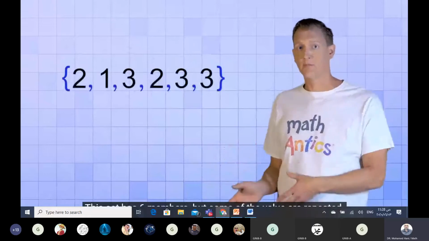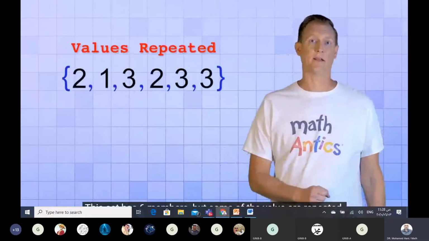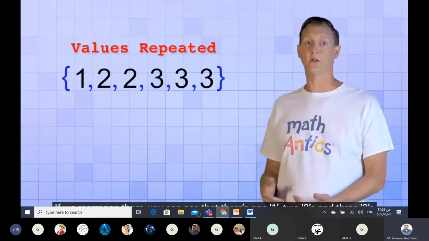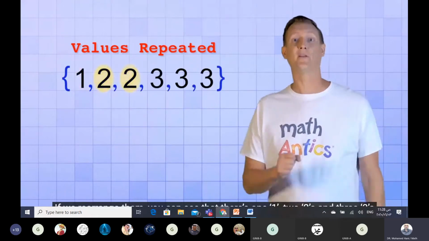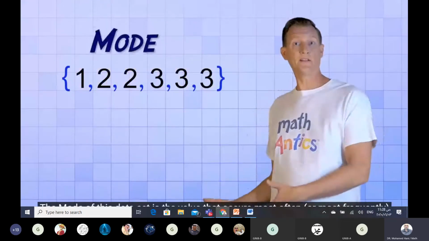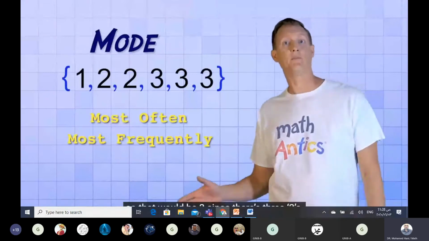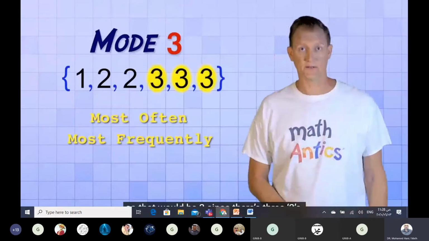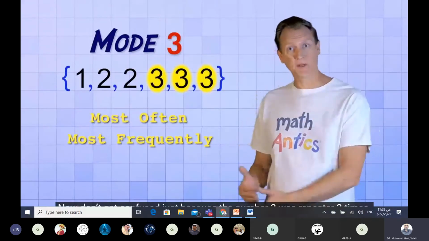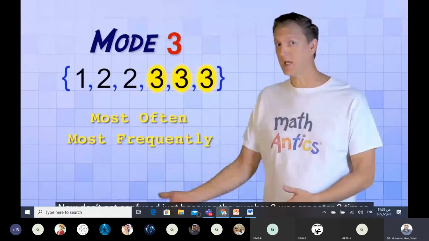This set has 6 members, but some of the values are repeated. If we rearrange them, you can see that there's 1, 1, 2 2s, and 3 3s. The mode of this data set is the value that occurs most often or most frequently, so that would be 3 since there's 3 3s. Now don't get confused just because the number 3 was repeated 3 times.